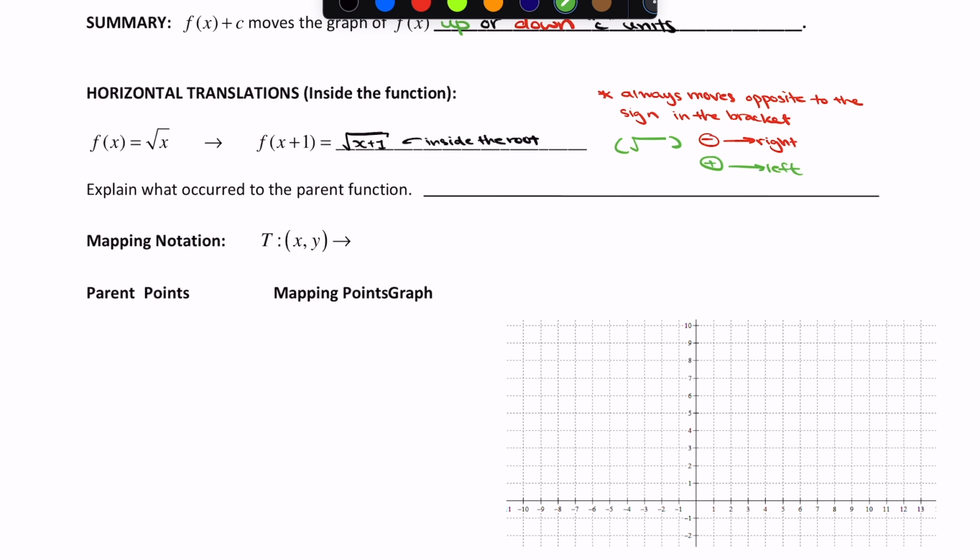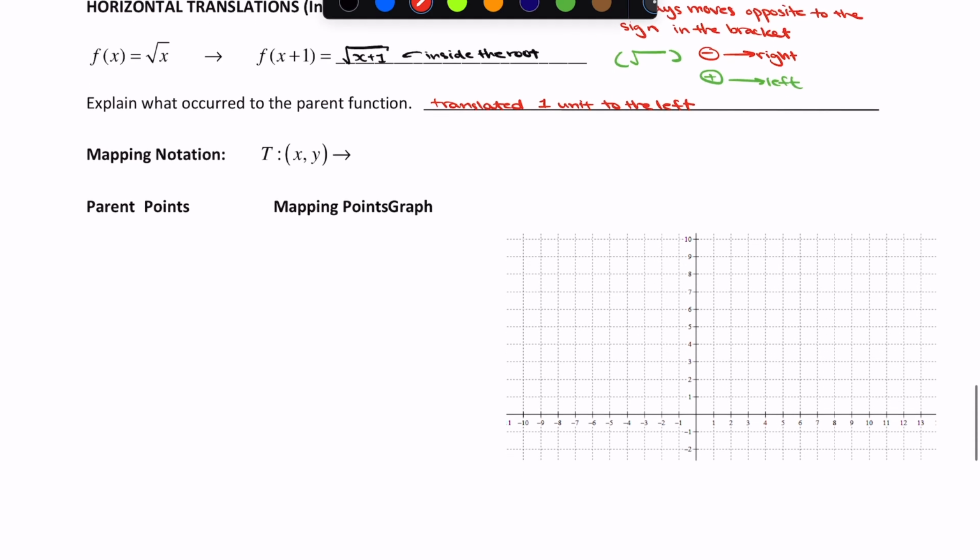Okay, and here what happened to the parent function, therefore, is that because it's positive, now we know that it will be translated 1 unit to the left. And here, when we look at our mapping notation, now our x values are subtracted by 1. So again, just see that it's subtracted by 1, and our y values will stay the same.